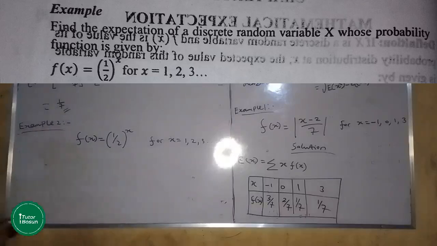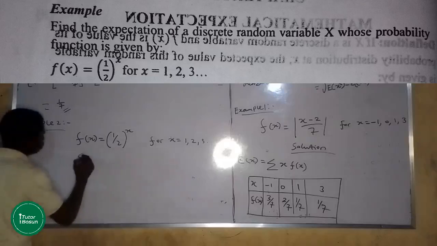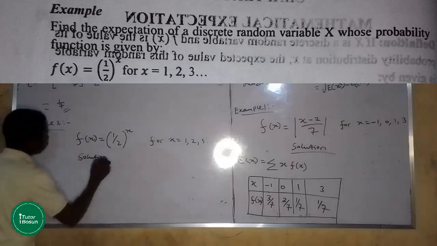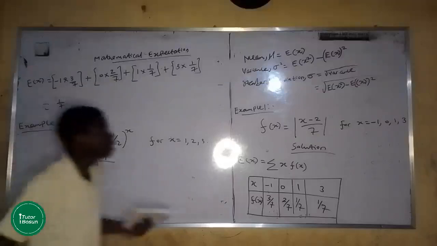And the question has already stated that it is a discrete random variable, so we don't need to treat it as continuous. We are going to be treating it as discrete. So f of x has been given as 1 over 2 raised to power x, and we are asked to find the expected value of x.